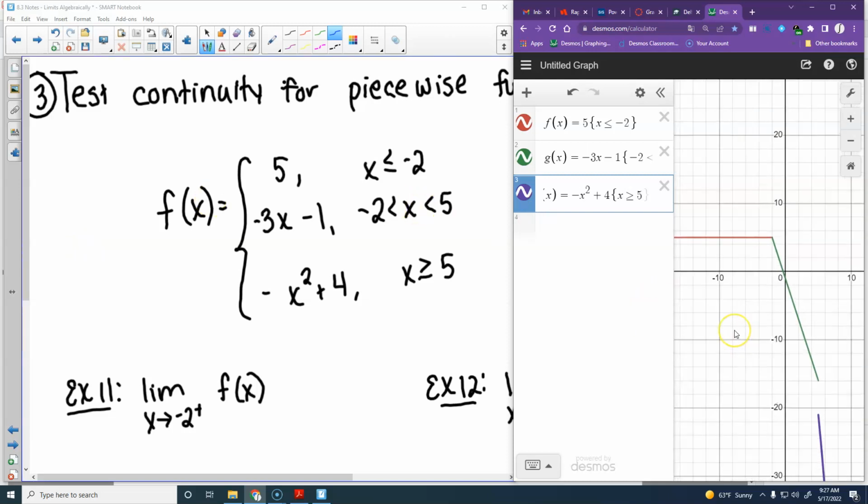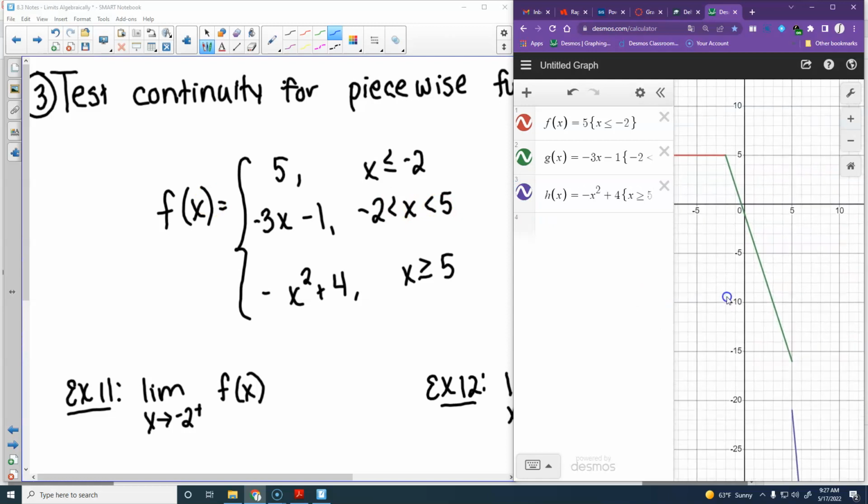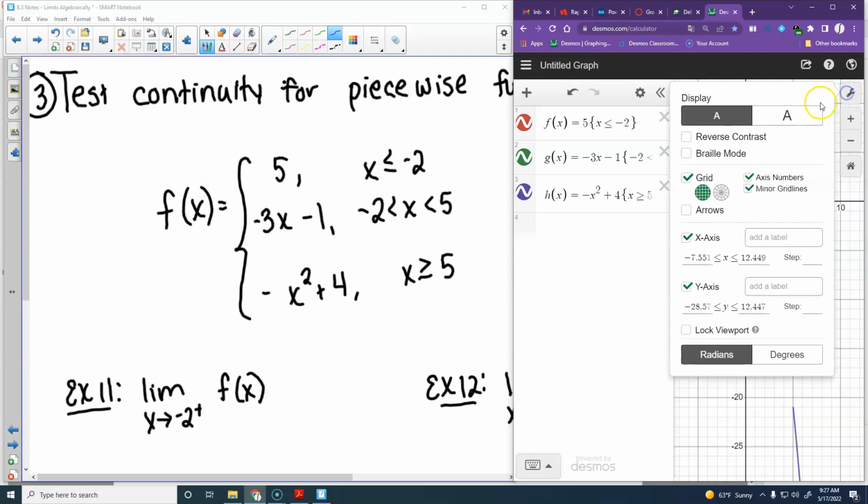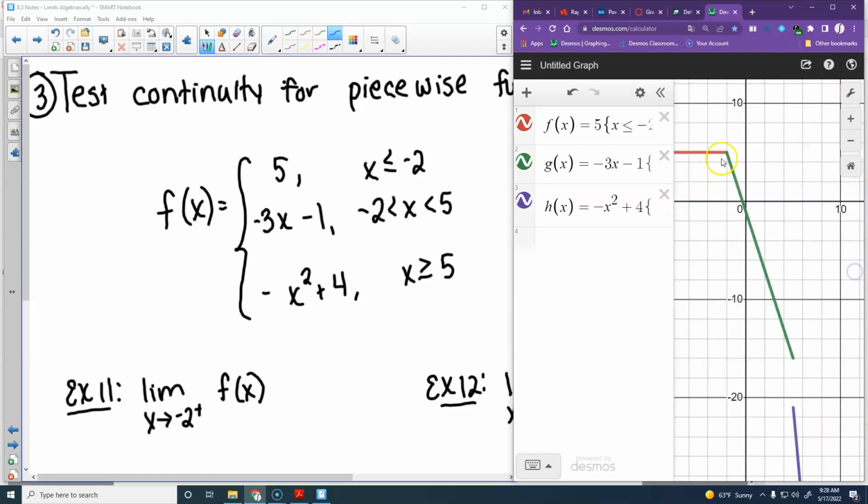Okay, so if we look at our graph right here, at -2, what is our limit going to be? It's going to be that point right there. It has a y coordinate of 5, right? Because from both sides, your graph approaches that point.